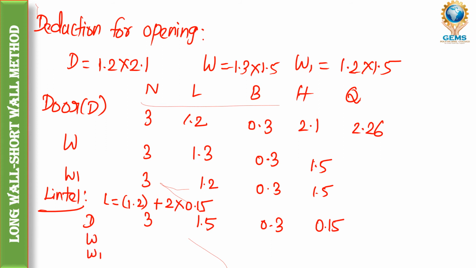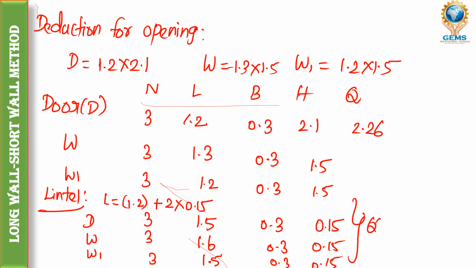The same for W and W1 we need to calculate. For W we will get 3 numbers. The window size is 1.3, so 1.3 plus 2 into 0.15. We will get 1.6 as the L value. The breadth is the same 0.3, and this is 0.15. For W1, 1.2 plus 2 into 0.15, so we will get 1.5, 0.3, 0.15. While multiplying we will get the quantity of everything.